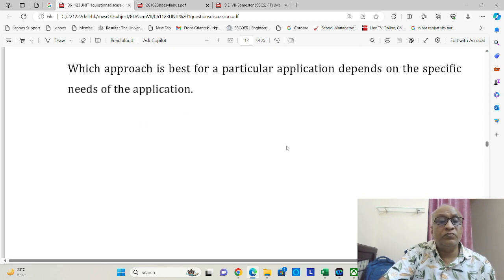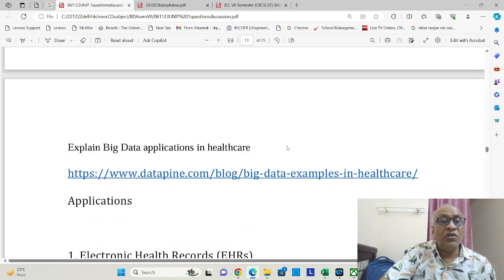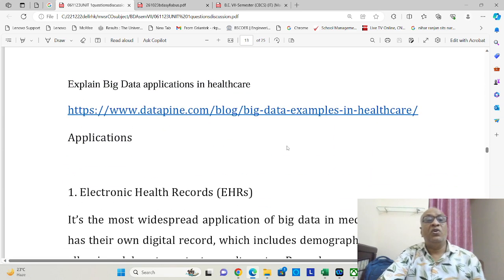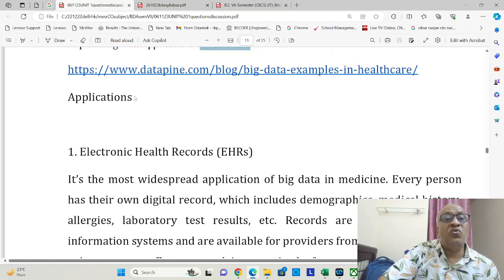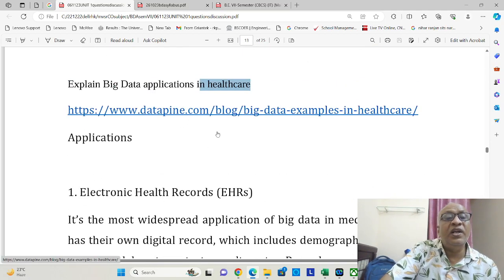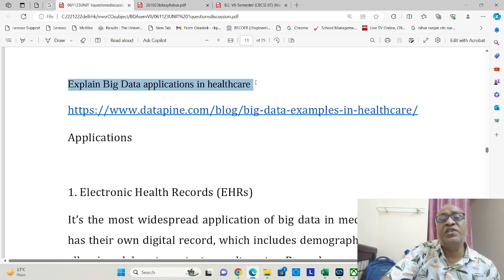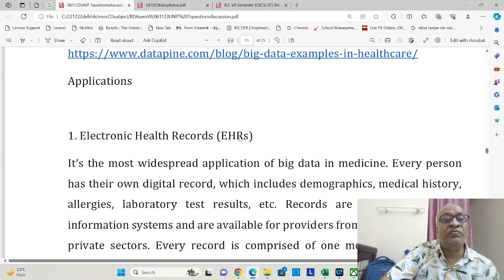Coming to the next question, big data applications in healthcare. So I have used this DataPine link to compile the answer for this exam question. And what is the exam question? Explain big data applications in healthcare.